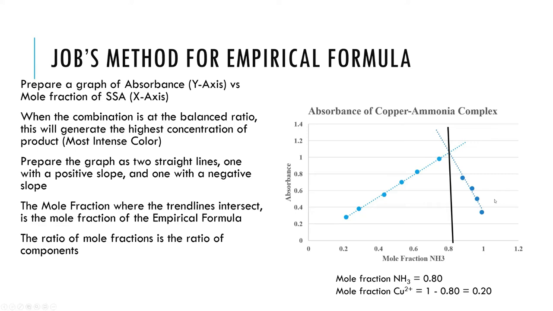This example graph is of the copper and ammonia complex. As the fraction of the ammonia, NH3, is increasing, the absorbance of the product is also increasing up to a point at which it starts to decrease again, usually at a different slope. Where these intersect, this cross point, is the highest absorbance, that's the highest concentration of product. So this maximum amount at 0.8, this is the highest concentration, and this is the mole fraction of the ammonia that is contained in the product itself.